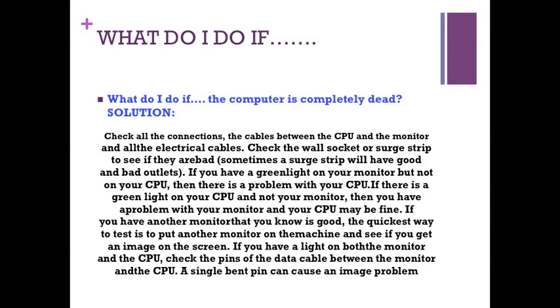If you have a green light on your monitor but not on your CPU, then there is a problem with your CPU. If there is a green light on your CPU and not your monitor, then you have a problem with your monitor and not your CPU. If you have another monitor that you know is good, the quickest way to test is to put another monitor on the machine and see if you get an image on the screen.